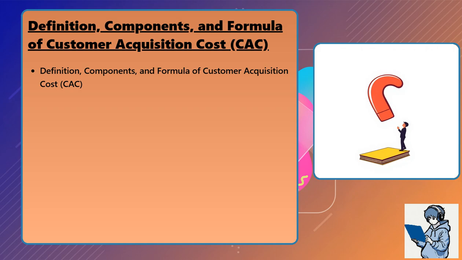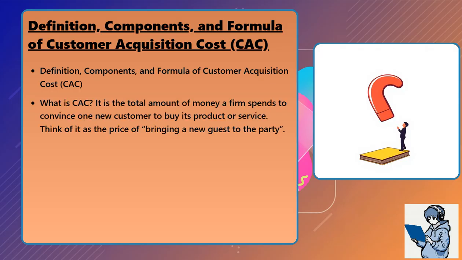Definition, components, and formula of customer acquisition cost, CAC. What is CAC? It is the total amount of money a firm spends to convince one new customer to buy its product or service. Think of it as the price of bringing a new guest to the party.